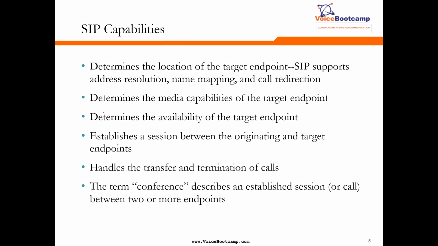Now, what do we use SIP for? Well, the capability of SIP will determine, for example, the location of a target endpoint. It has the ability to do address resolution, name mapping, and call redirection. It also has the capability to decide whether the call is a voice call or whether video is supported as well. So media capability negotiation is also part of SIP capability.